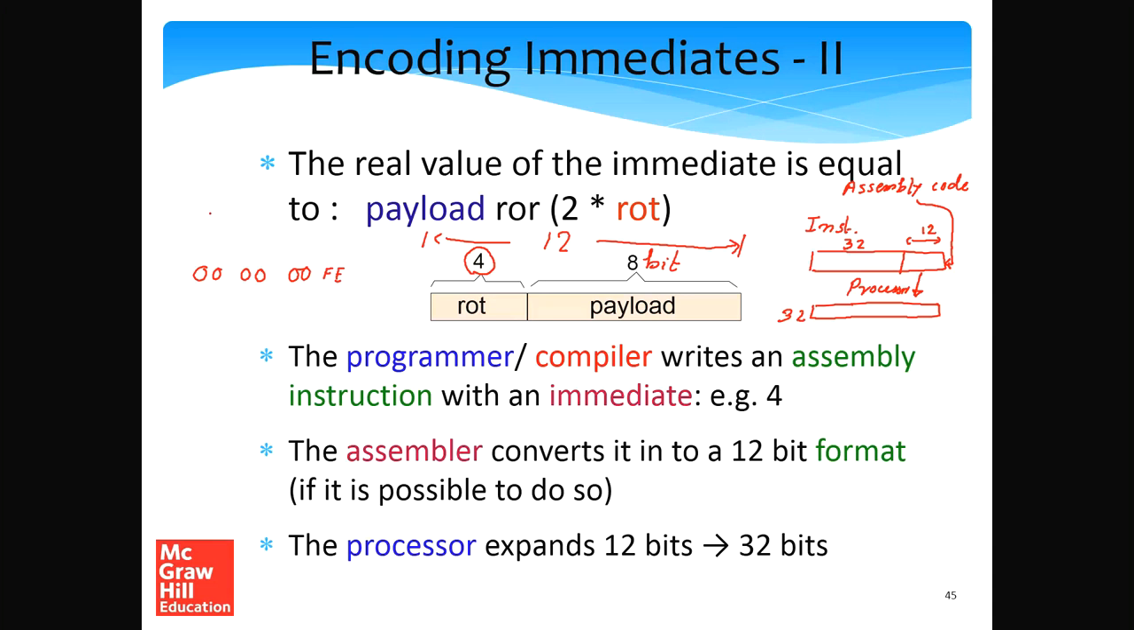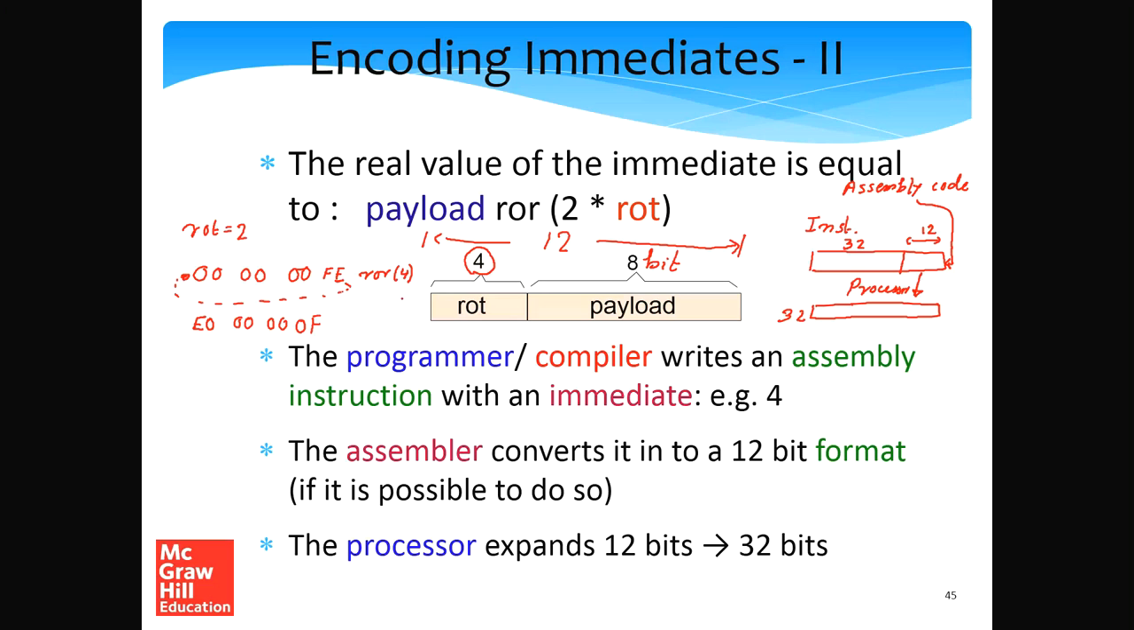Now let's say that the value of the rot field is equal to 2. In this case, this number needs to be right rotated by 4 positions. So right rotation basically means that all the bits in the LSB position come to the MSB position. So if I right rotate a number by 4 positions, it basically means that 4 bits from the LSB come to the MSB. And 4 bits is 1 hex digit. So what this will essentially become is E0, 0, 0, 0, 0, F.